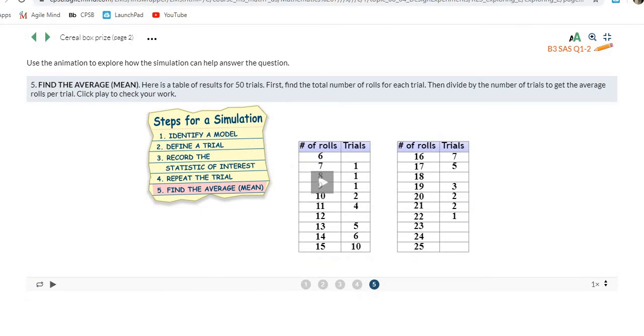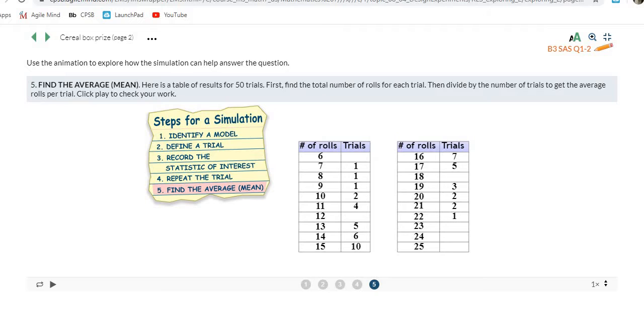So number 1 in your book is our example. They've already done the trials for us. They've done 50 trials. See where they have the numbers next to the number of rolls. So for 15, how many trials had 15? 10. So that means 15 times 10 gives me a total number of rolls just for that trial.